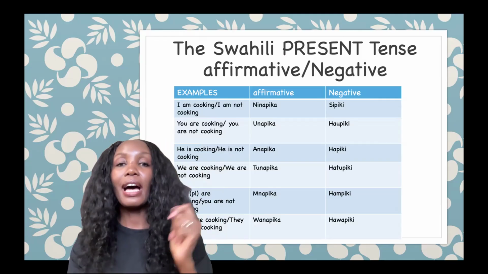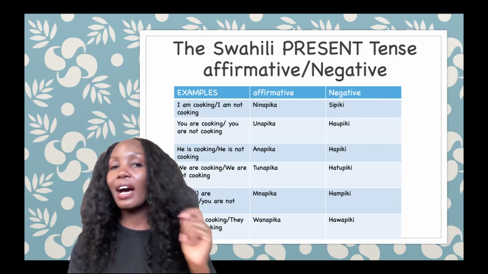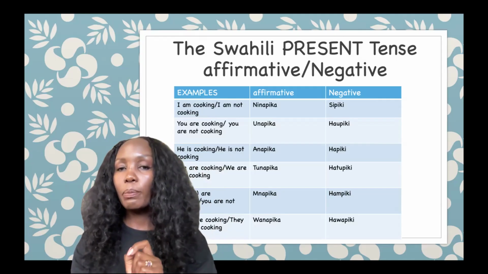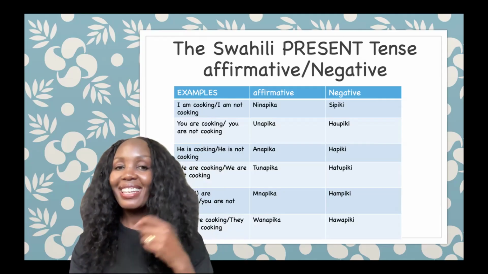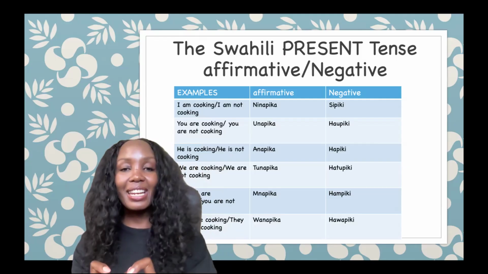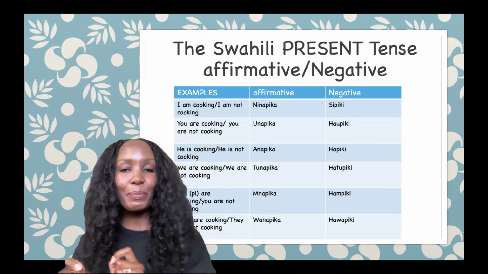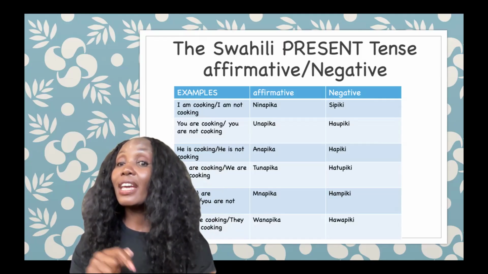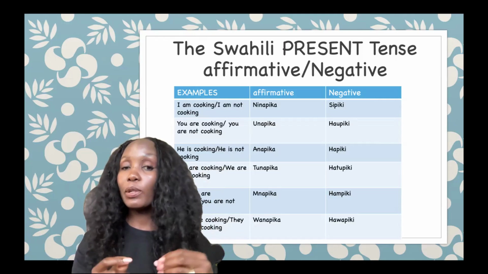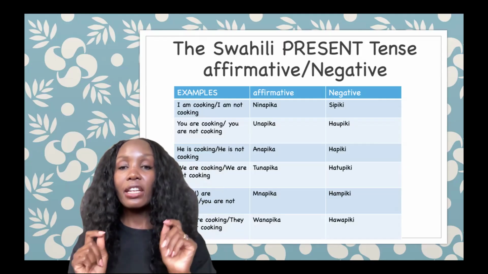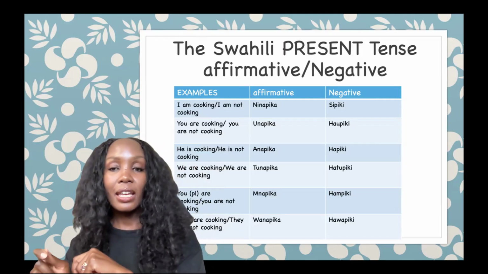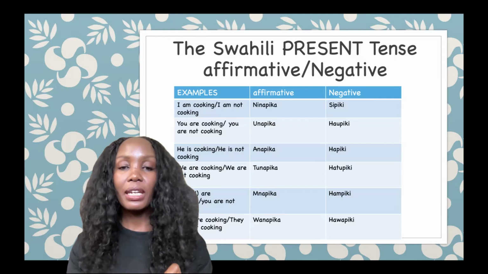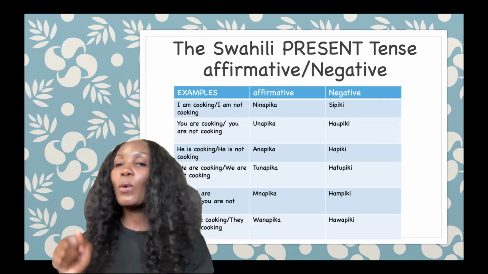For example, I am cooking, ninapika. I am not cooking, sipiki. You are cooking, unapika. You're not cooking, haupiki. He is cooking, anapika. He is not cooking, hapiki. We are cooking, tunapika. We are not cooking, hatupiki. You, in plural, are cooking is mnapika, and you're not cooking is hampiki. They are cooking, wanapika, and they're not cooking, hawapiki.